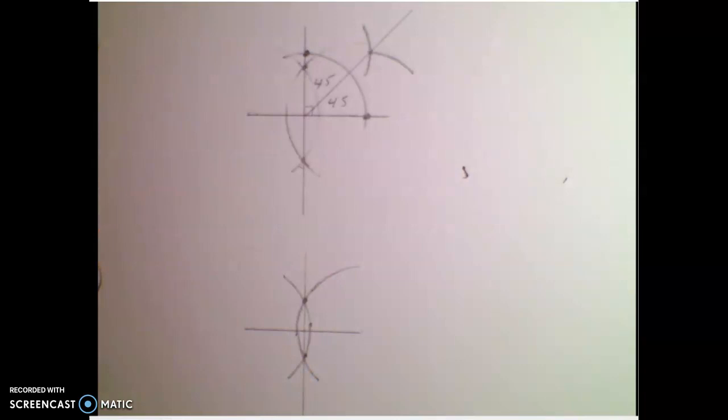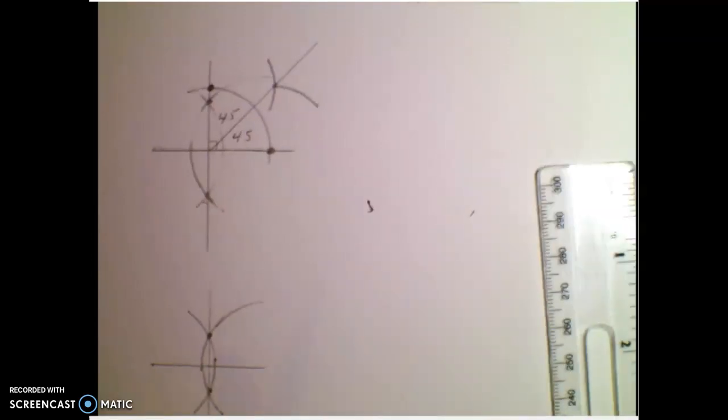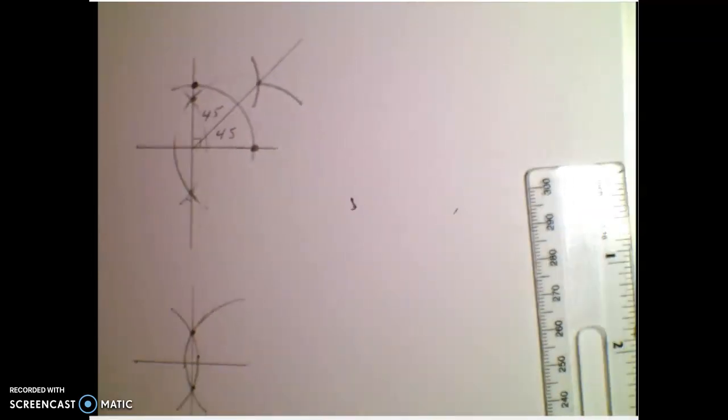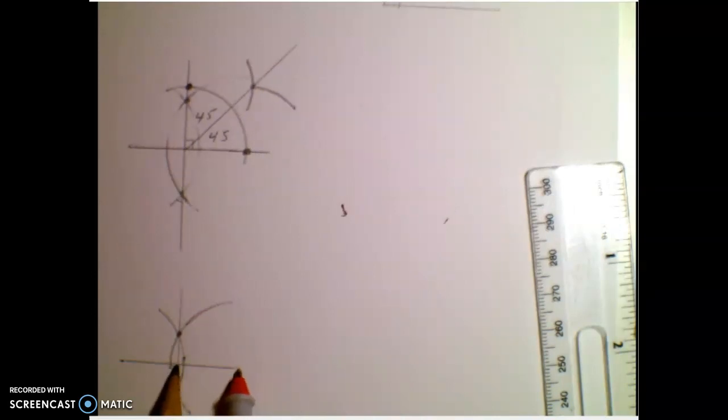Okay, so from here, right here, this angle is 90 degrees. And then I know from here to here is the same as from here to here because we bisected it. Okay, so then how am I going to make a square out of this? Okay, so what if I know the distance from here to here. And I know the distance from here to here is the same.